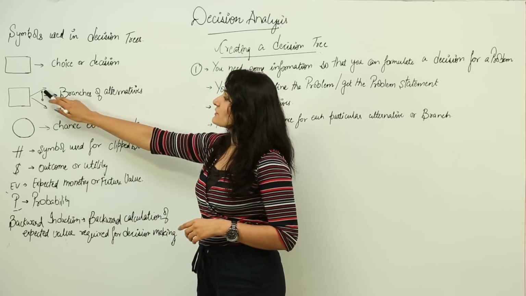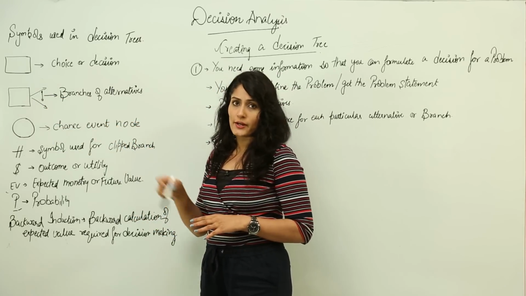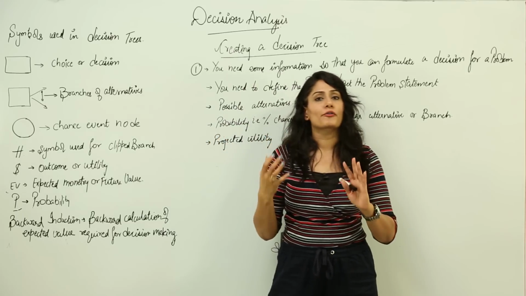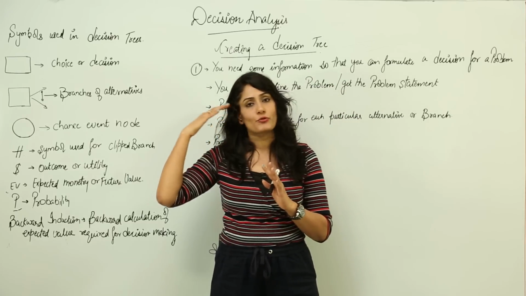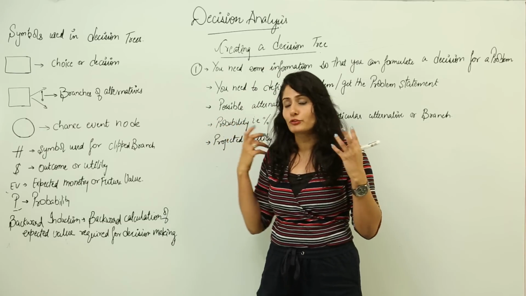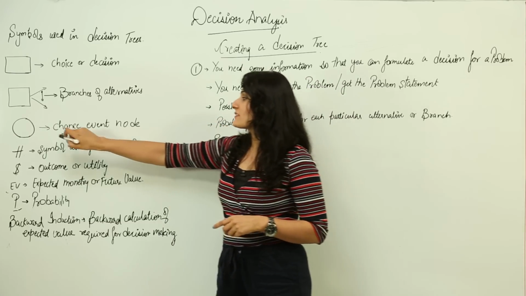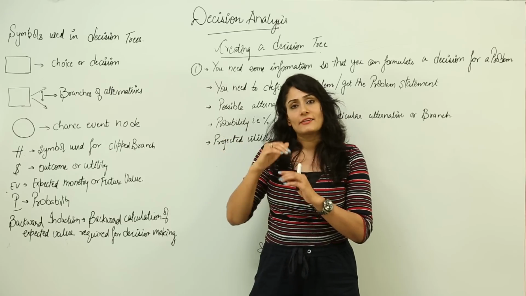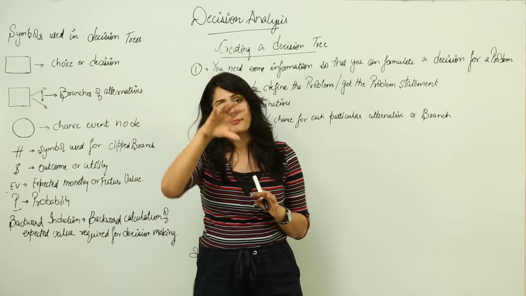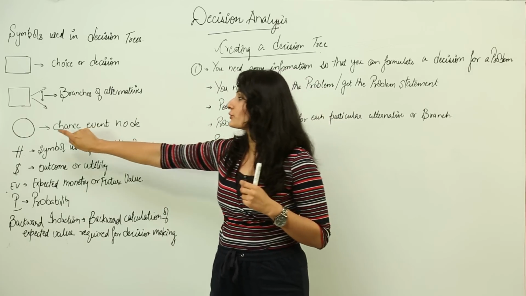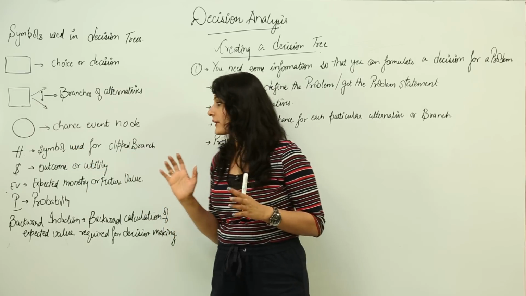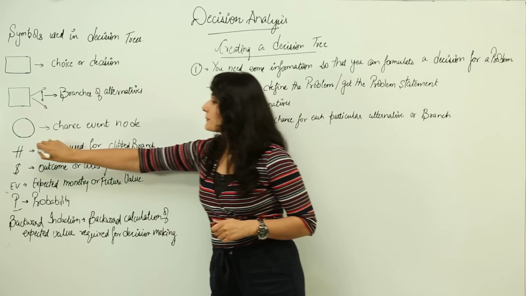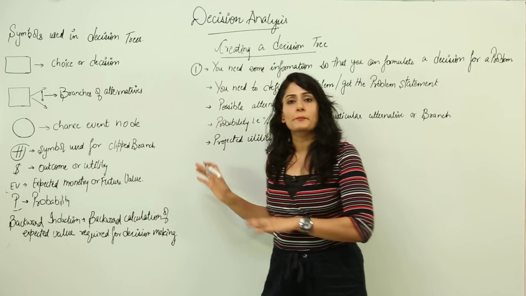And then you can see these two branches coming out of this square. So these are the branches of alternatives, that is whatever alternatives we have, we have to choose from. And then this circle is used to represent a chance event node. That is, whenever we take an action, chance plays its role, and that is represented using this circle in the decision tree diagram.